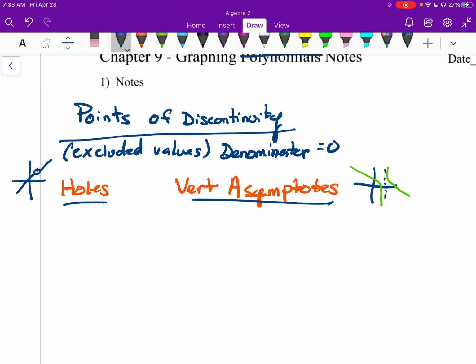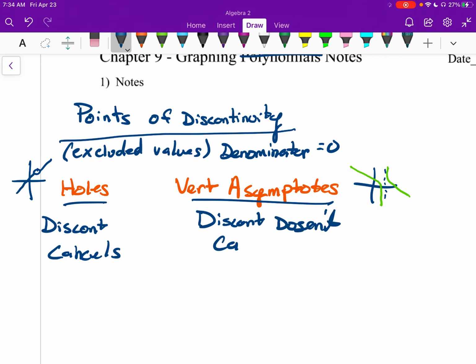So remember how in the last chapter we would start off by factoring everything and then we would try to cancel, right? We'd factor everything, we'd list our excluded values, and then we'd try to cancel. Holes happen when the discontinuity cancels. Okay. And then vertical asymptotes happen when the discontinuity doesn't cancel.